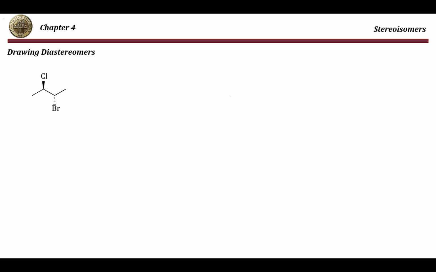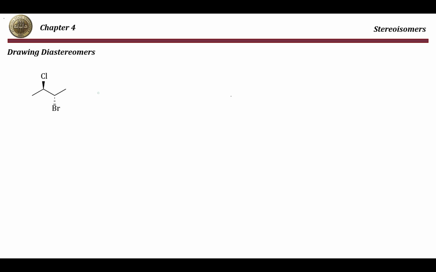How can we draw diastereomers for a compound? To draw diastereomers, you have to invert one chiral center or more, but don't change all of them. So if your compound has two chiral centers only, you can change only one chiral center. If your compound has more than two chiral centers, you can change one and two, but not three chiral centers.